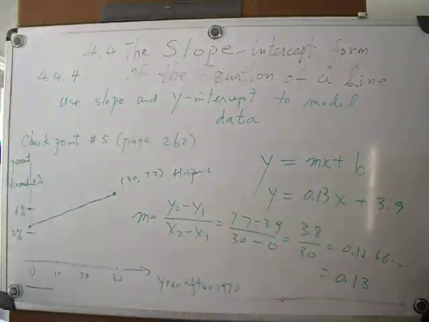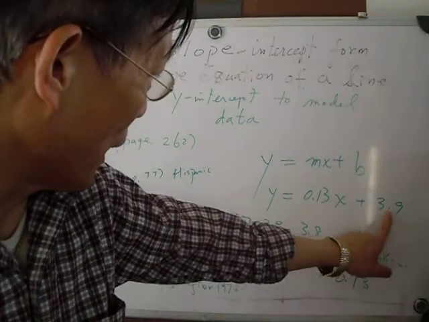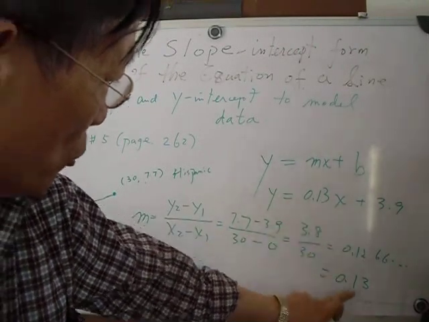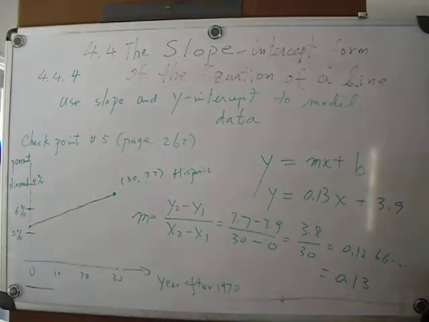Okay? The y-intercept is 3.9, your slope is 0.13. That's the model of this line. That's how we answered part A.